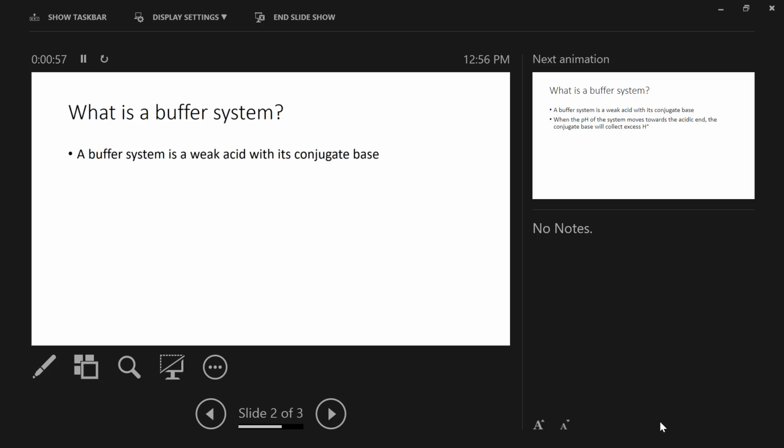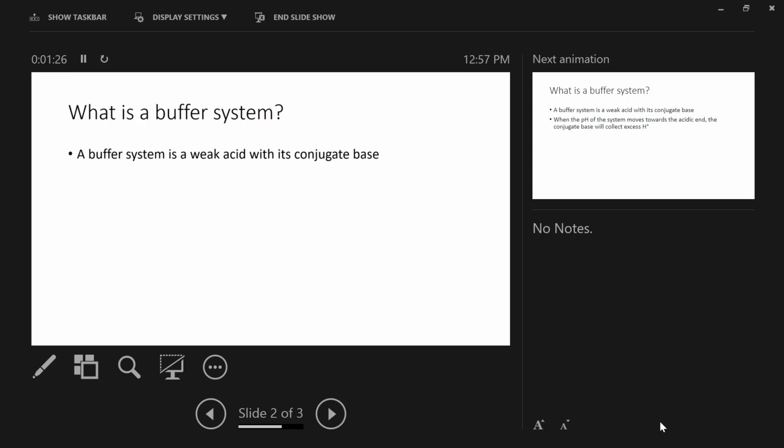Now I need somebody to remind me what a weak acid is. What's a weak acid? Yeah, Joe. An acid that does not release all of its hydrogen ions. Yeah. So if every molecule of that acid dissociates from its hydrogen ion, it's a strong acid. Anything that's less than 100% is a weak acid.